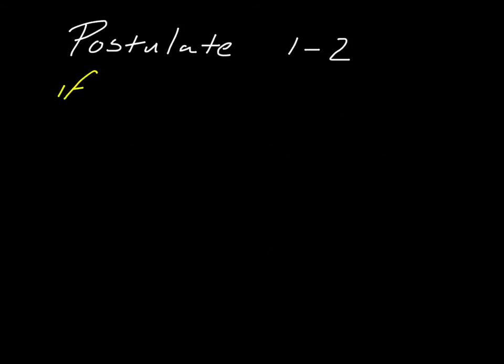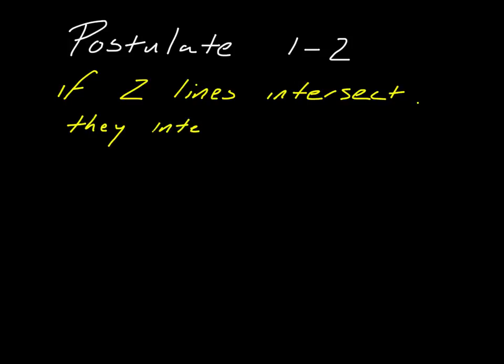The next fundamental postulate, postulate 1-2, states that if 2 lines ever are to intersect, if they're ever to cross each other, any 2 lines that meet do so at a very specific point. So if 2 lines intersect, they intersect at exactly 1 point.